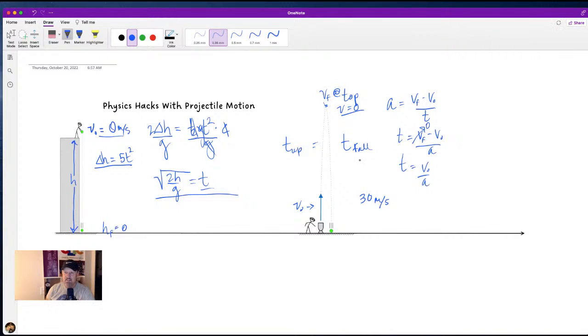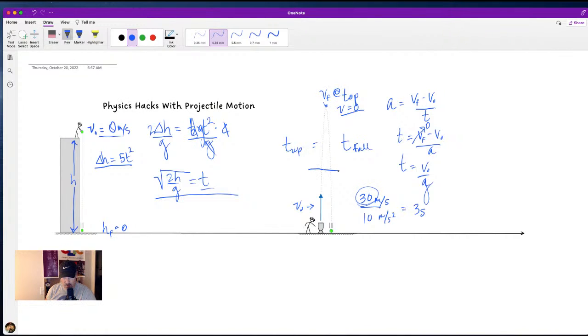So remember, for any projectile, A is G. And so we can take V initial divided by 9.8 or V initial divided by 10. We'll rough it in, this is meters per second squared. So it's about 3 seconds to get to the top. So if it's 30 meters per second, it's going to take about 3 seconds to get to the top, about 3 more seconds to get back to the bottom.